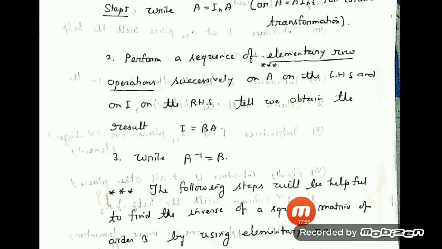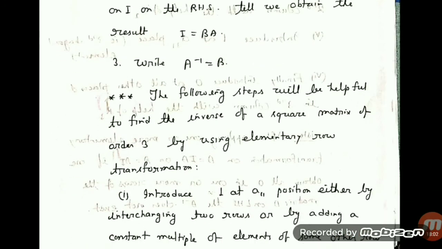The following steps will help you to find out the inverse of a square matrix of order 3 by using elementary row transformation. So first you see, for the third order I'll give you the steps. Suppose I am taking a third order matrix, then you know the positions. For first we have to introduce 1 at the A11 position. A11 position means the first row, first column element. That is the first diagonal element.